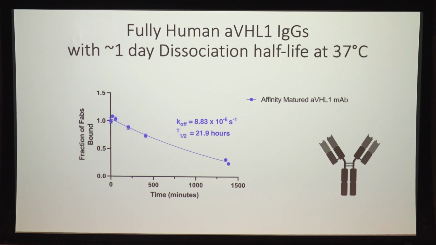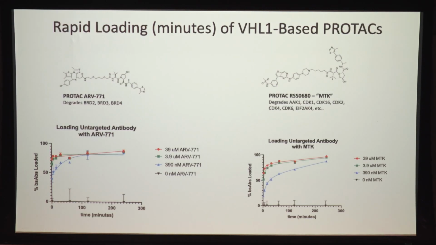Here, once we reformat it off of yeast into a soluble IgG, we find that at 37 degrees, the dissociation half-life for binding to the VHL1 E3 ligand is about a day. So if we load this onto a bispecific containing these binding sites, we'll hold on to it for many hours to days. So first looking at loading up these antibodies with different actual PROTACs, you find that at the concentrations where we're preparing these stock PROTACs, within about an hour, we've fully loaded the bispecific with the PROTAC, and these are two in particular that we're cocktailing together and using.